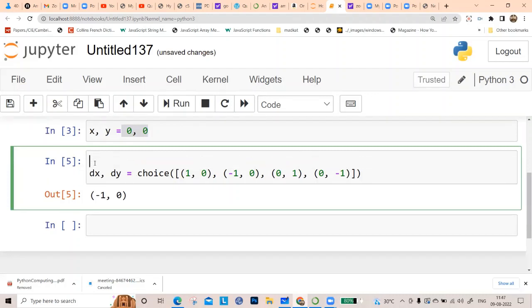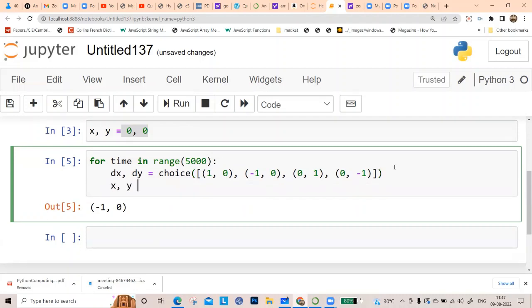We have to update xy inside a loop. So for this, let me write a for loop, for say time in range 5,000. I have to indent this, and then I have to update x equal to x plus dx, and y would be y plus dy. Done. So at each time step, it chooses one of them and then updates x and y.